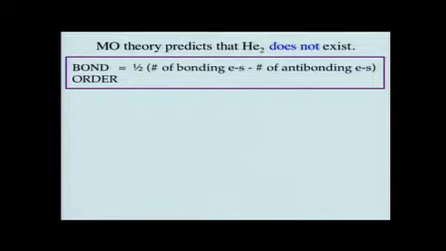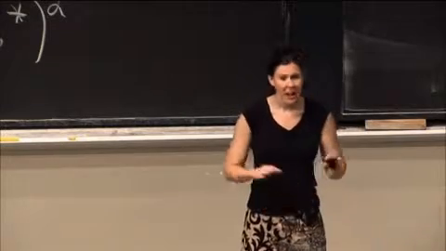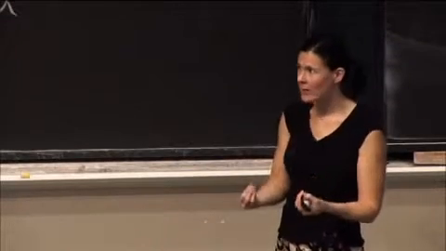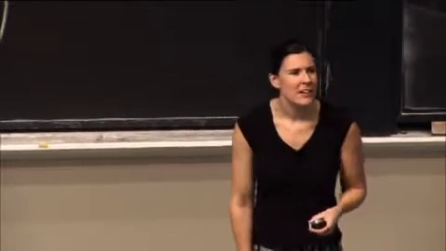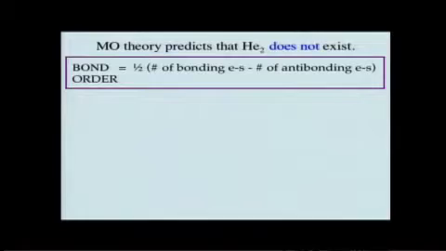And there's actually a way that we can make predictions here. And what I'll tell you is molecular orbital theory predicts that He2 does not exist because it's not stabilized in terms of forming the molecule. The way that we can figure this out is using something called bond order. And bond order is equal to 1/2 times the number of bonding electrons minus the number of anti-bonding electrons.